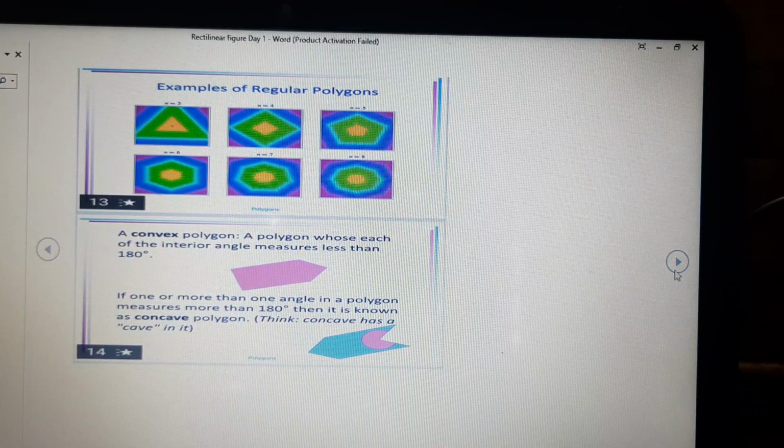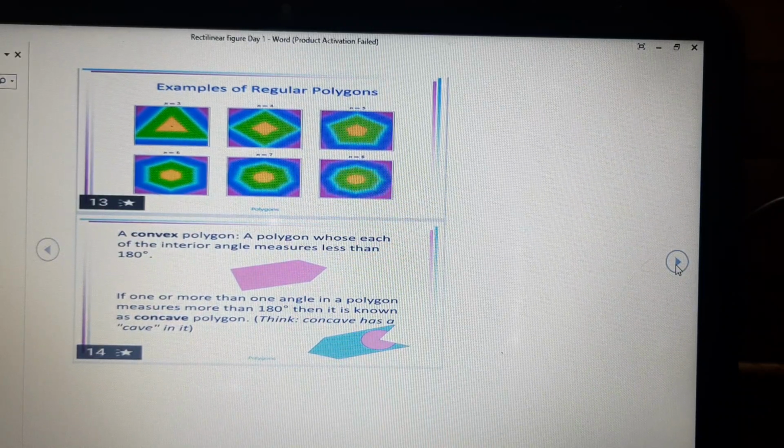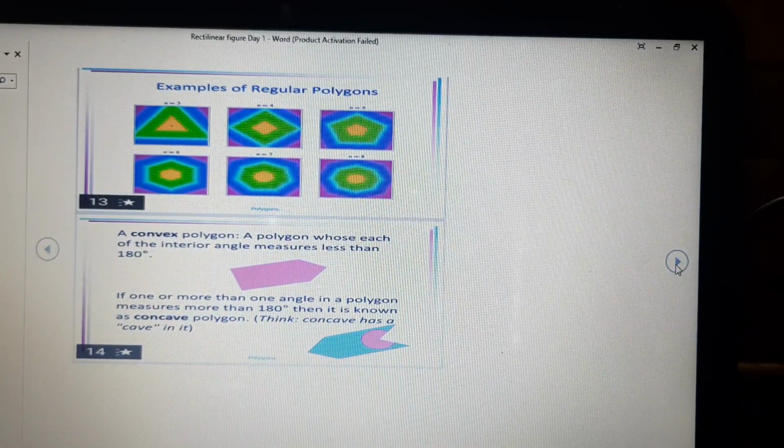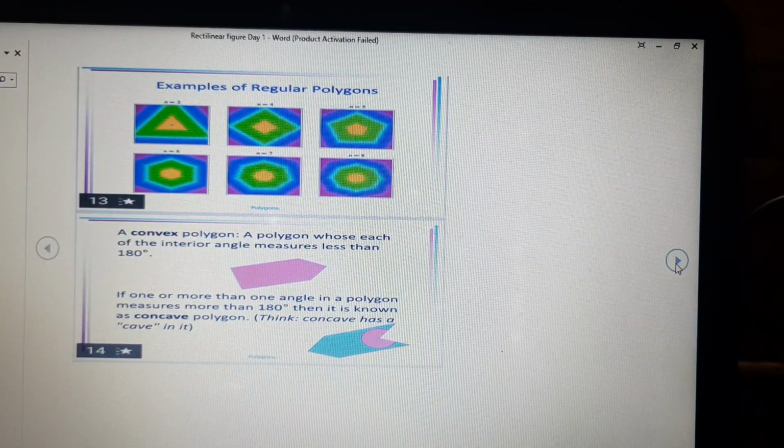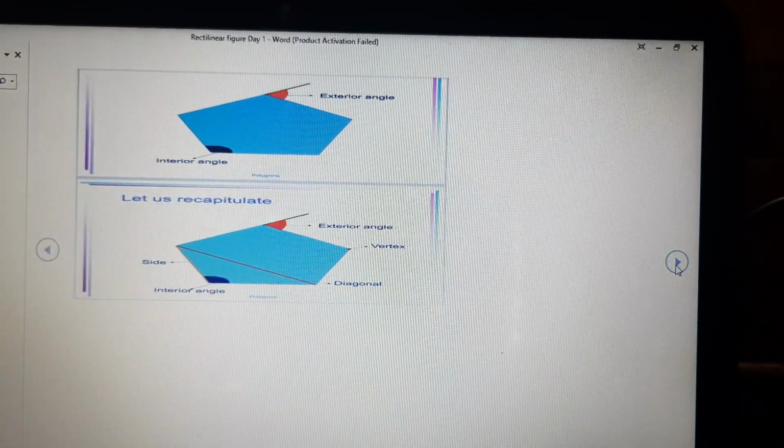Are you getting it? The formula for calculating each interior angle is (2n minus 4) into 90 degrees, divided by n. You have done this in your previous class. Fine.